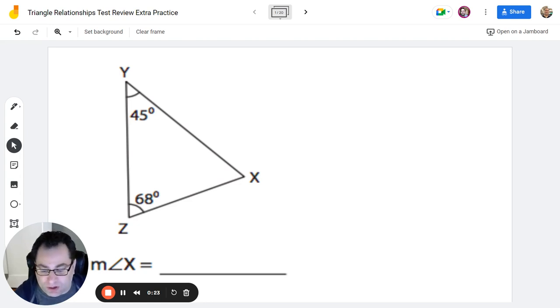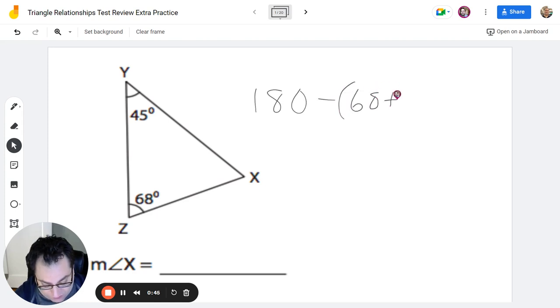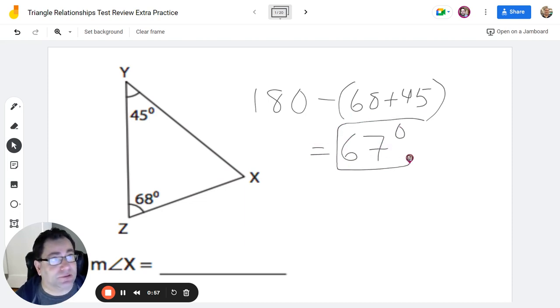So let's get started. On number one, we're given a triangle, and we need to find the third angle when given two other angles. Well, what we can do here is use the triangle sum theorem, which means we start at 180 degrees, and we subtract the remaining angles. In this case, it's 68 and 45. 68 and 45 is going to be 113. 180 minus 113 will be 67 degrees, and that is the angle X.